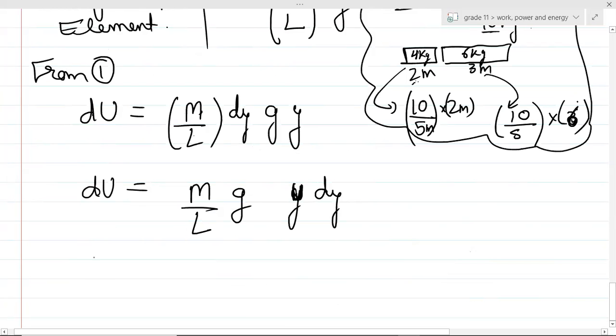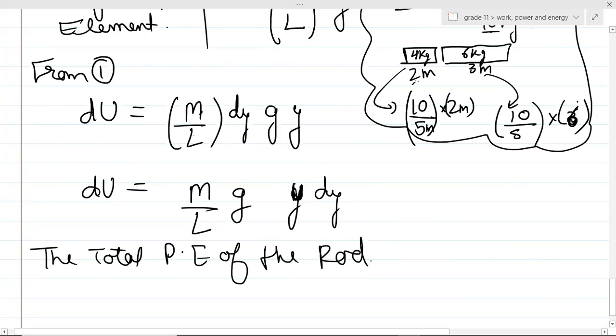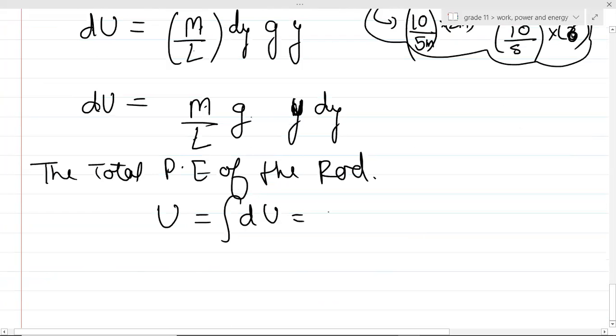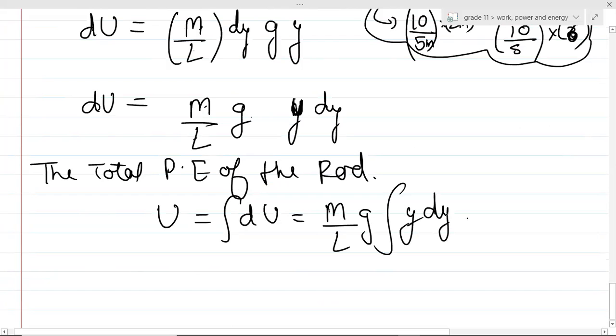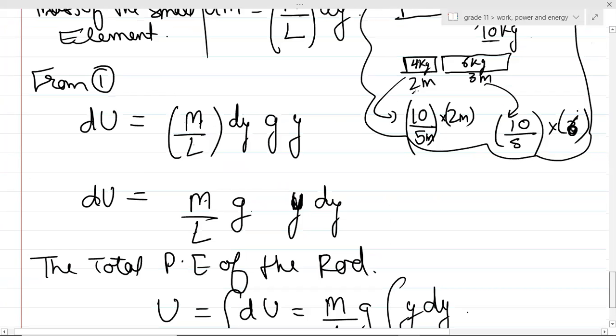I want the total potential energy of the rod. So what will I do? The total potential energy of the rod will basically be the integration of this small thing. This M, L and g are constant, so they will come out of the integration. And what will remain in the integration? Only y and dy. Now we can integrate it, but for integration we need limits.